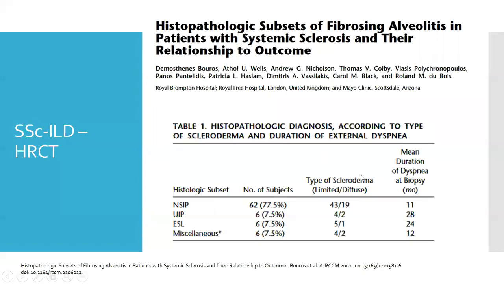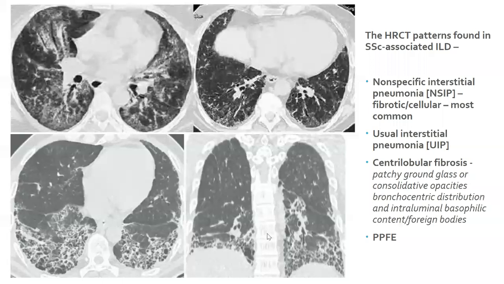This study basically answered the question. It was an old study in the Blue Journal. We see that about 78% of our patients with scleroderma ILD have the NSIP pattern, and the rest, about 7.5% have UIP, and 7.5% have just the extensive fibrosing pattern on histopathology. These are some of the common patterns.